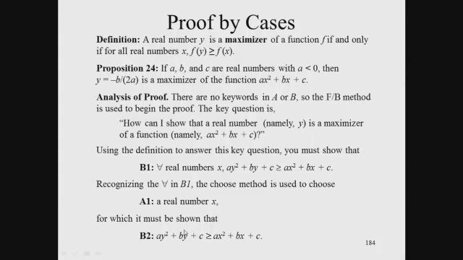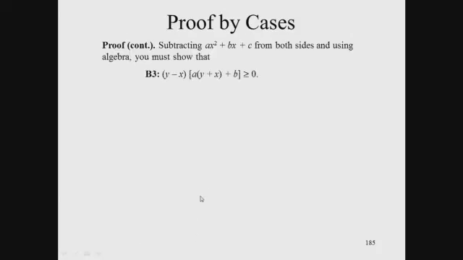So let's go ahead and do that. Let's work backward here by cleaning this up a little bit. Let's cancel the c from both sides, bring the ax squared plus bx over to the left side, and then factor out y minus x. And if you do that algebra, here's what you have to show. You have to show that y minus x times this quantity is non-negative.